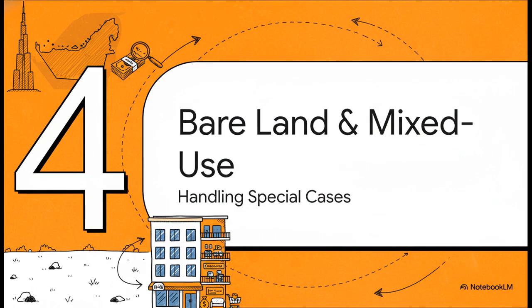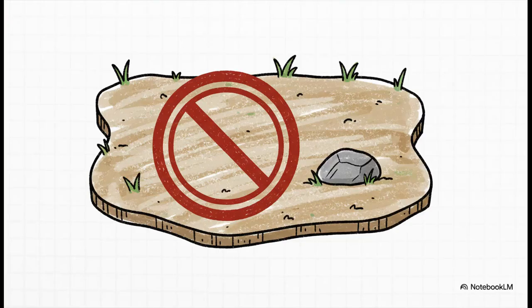Section 4 is all about a couple of special cases you're definitely going to run into. We're talking about bare land and mixed-use buildings. Bare land is, well, exactly what it sounds like. It's just a plot of land with nothing on it. No buildings, no major construction. And the rule is super straightforward. The supply of bare land is exempt from VAT. That's it. Now, of course, the second you start building on it, that can change everything.